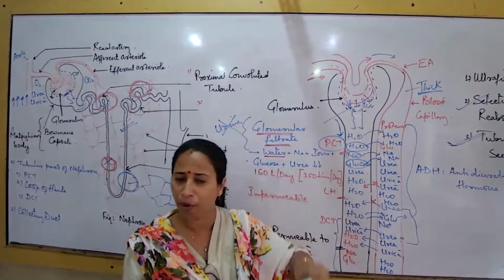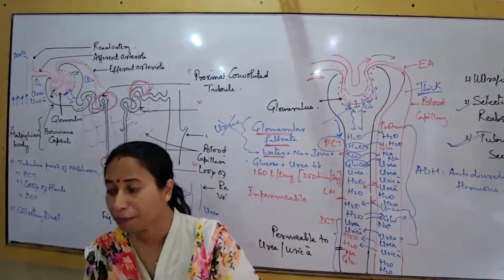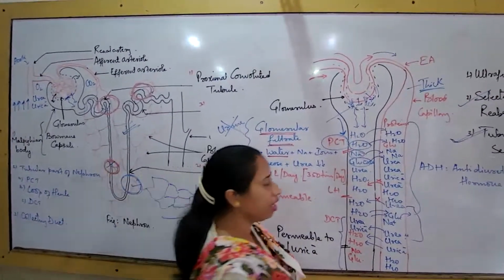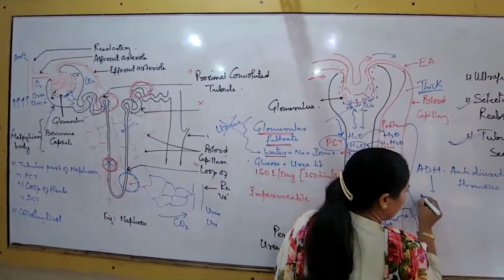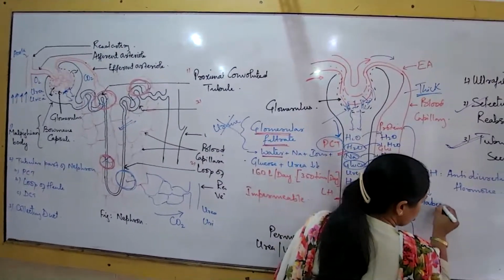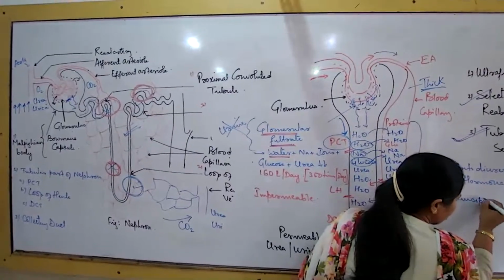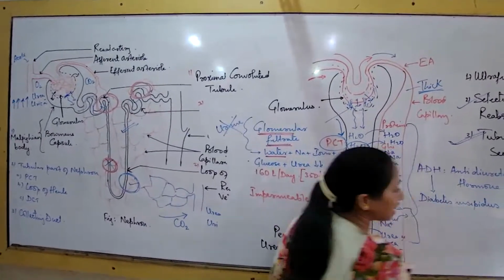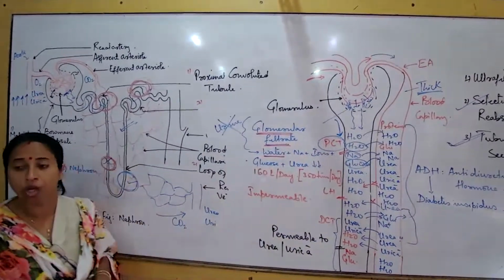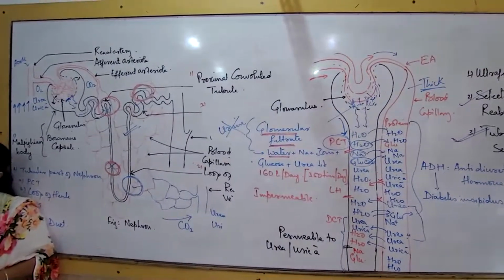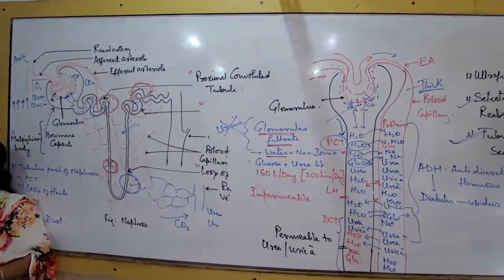So if the body has very little ADH, a deficiency, the person will suffer from a condition known as diabetes insipidus. What will be one of the major symptoms that the person will suffer from?